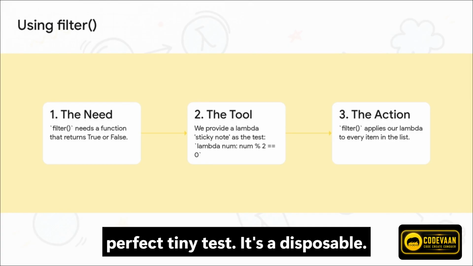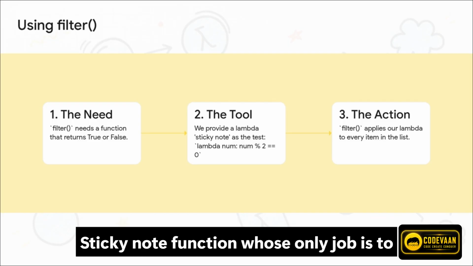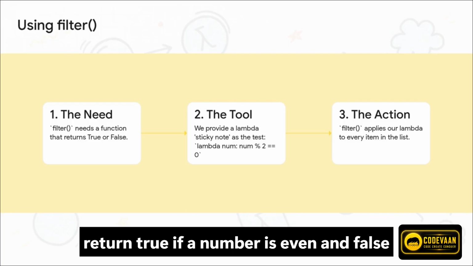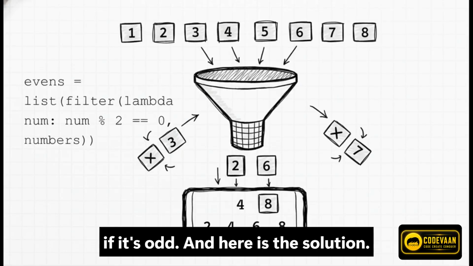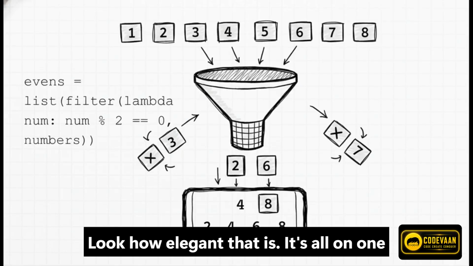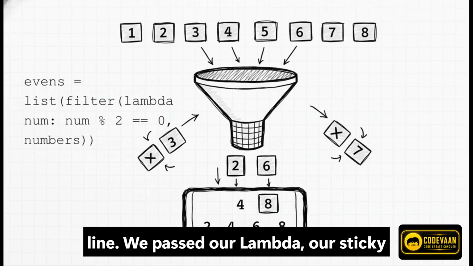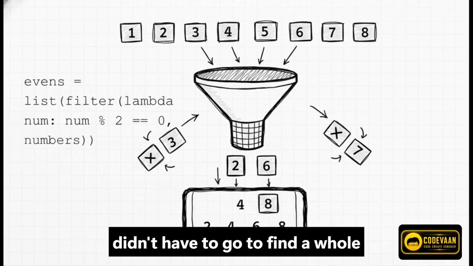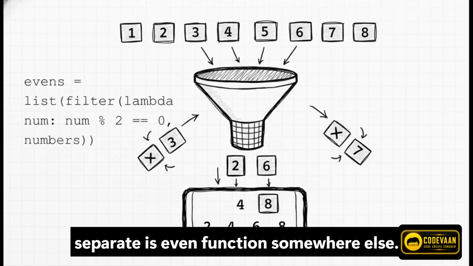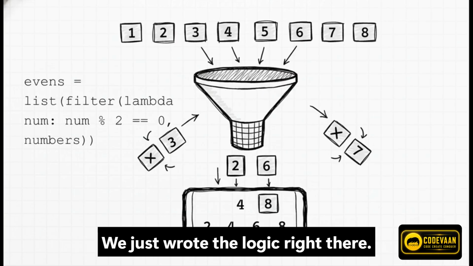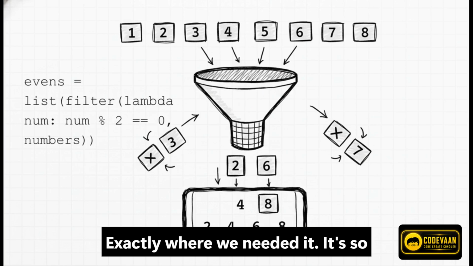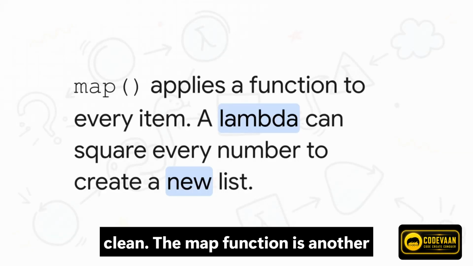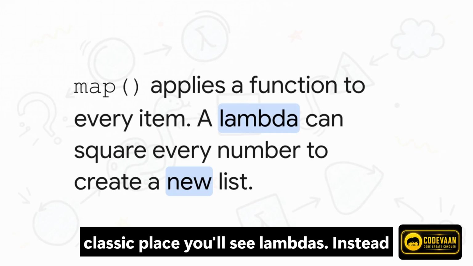It's a disposable sticky note function whose only job is to return true if a number is even and false if it's odd. And here is the solution. Look how elegant that is. It's all on one line. We passed our lambda, our sticky note instruction, directly into filter. We didn't have to go find a whole separate is-even function somewhere else. We just wrote the logic right there, exactly where we needed it. It's so clean.